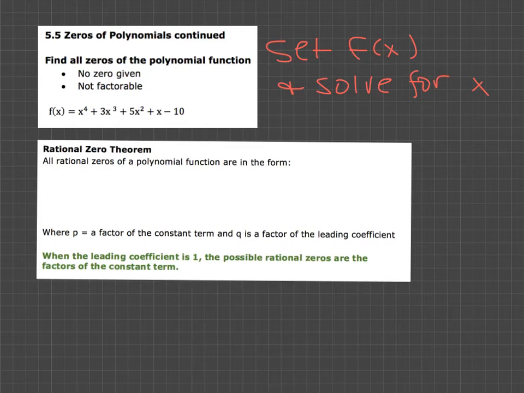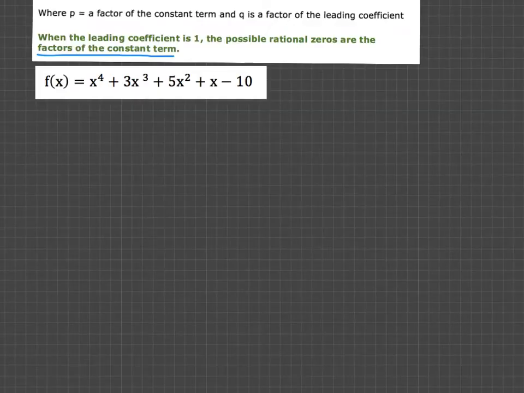All rational zeros of a polynomial function are of the form x equal to p over q, where p is a factor of the constant term. Up here we have a constant term of -10, and q is a factor of the leading coefficient, and our leading coefficient for our example is 1. One thing to note, when the leading coefficient is 1, the possible rational zeros are the factors of just the constant term. So let's use that to find possible rational zeros of this polynomial function. That says our possible rational zeros are equal to factors of -10.